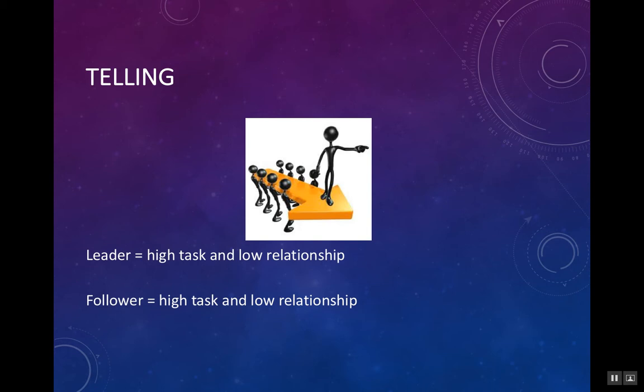So the first characteristic is telling. Telling is related to this directive behavior, where the leader lets the workers or the followers know what is required of them in order to complete the task, resulting in the leader giving specific tasks and then having limited interaction with the workers or the followers, who then have to complete the task with limited interaction with the leader.